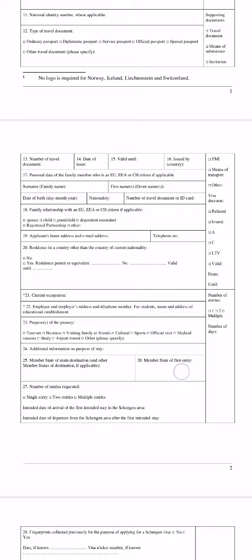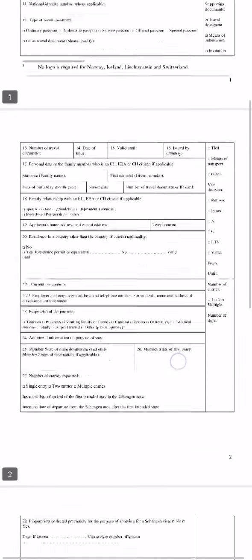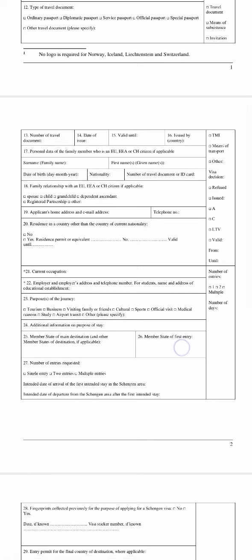Then question 21 says your current occupation. Current occupation means the job that you are presently doing or the business that you are presently doing. So you have to highlight it. Then question 22 says employer, and the employer's address and telephone number. For students, it is the name and address of their educational establishment. So if you are working, where you are working, you have to put the address and the contact number of your business place. You have to put your business address and telephone numbers.